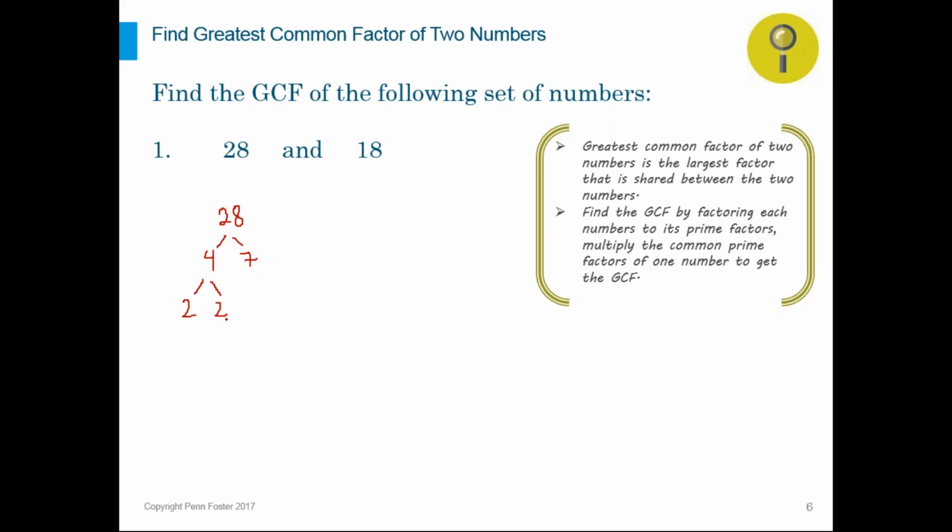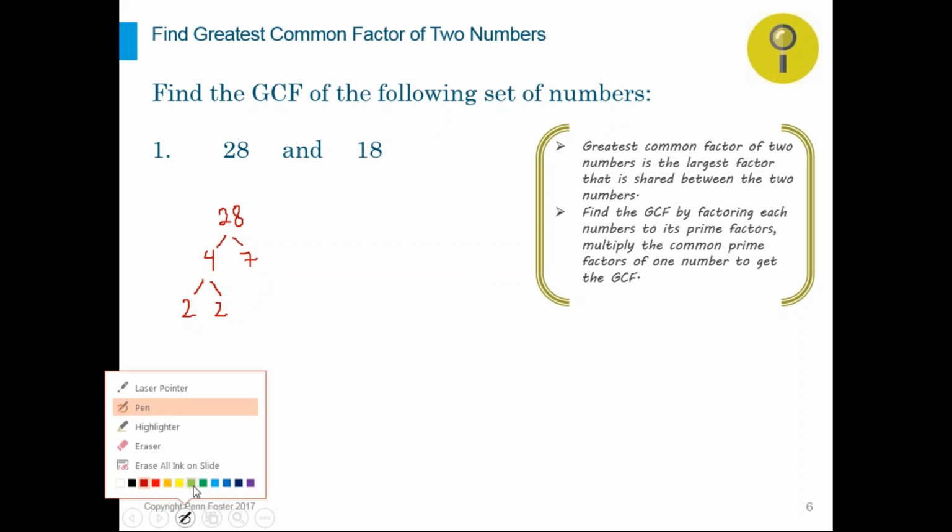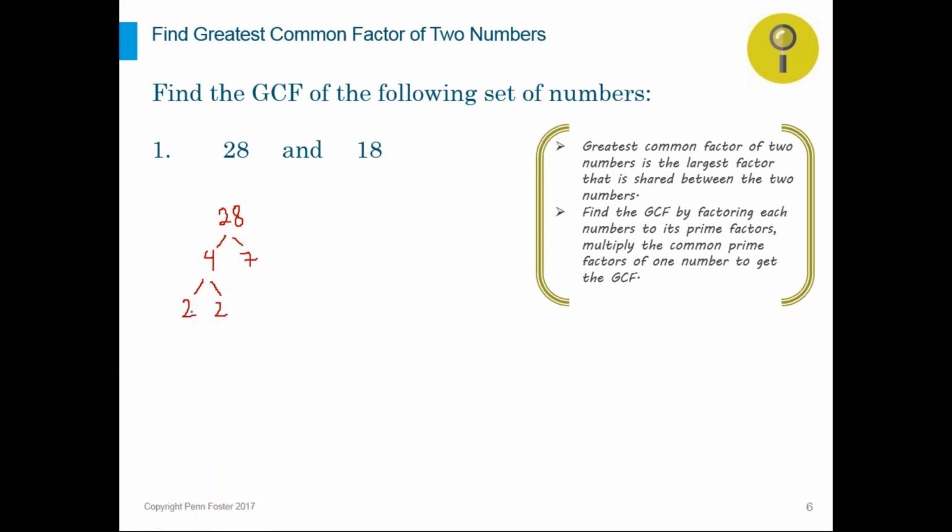Now look at the leaves of that tree. So 4 is not a leaf anymore. 2 and 2 and 7 are the leaves. They are the ends of the branches, so we call them the leaves. The leaves are the prime factors. If you cannot break down 2 and 2 and 7 into any more factors, then these are your prime factors, that if you multiply them together, you will get back to the 28. So the prime factors for 28 are 2, 2, and 7.